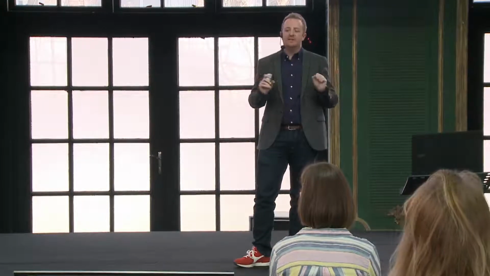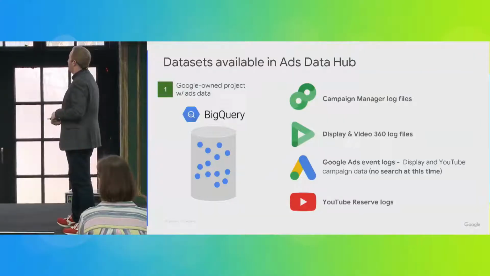So Ads Data Hub actually consists of a number of different pieces. There is a Google-owned BigQuery project. There's a customer-owned BigQuery project. And there's the API as well. So let me break this down into some more understandable information.